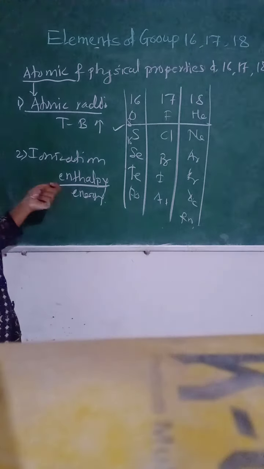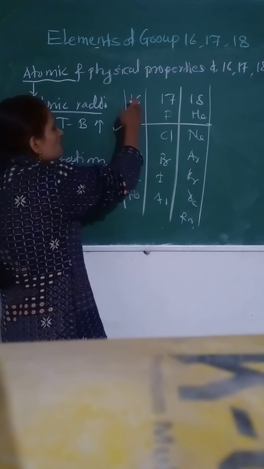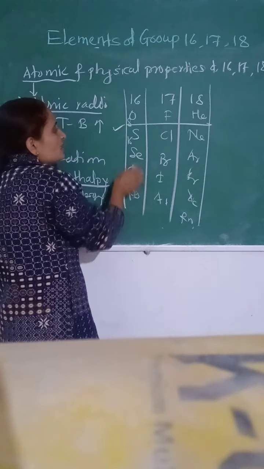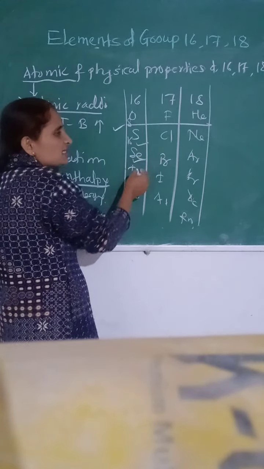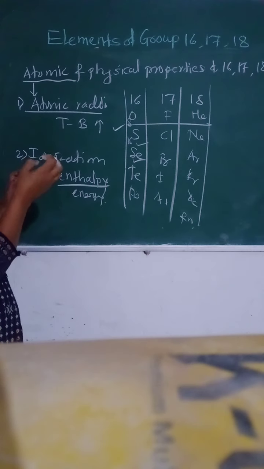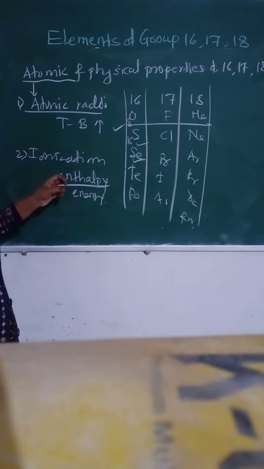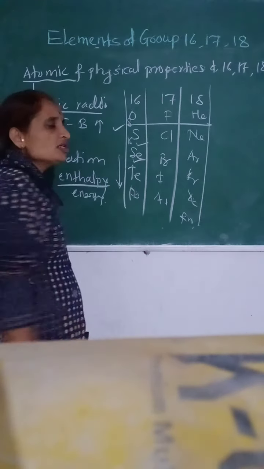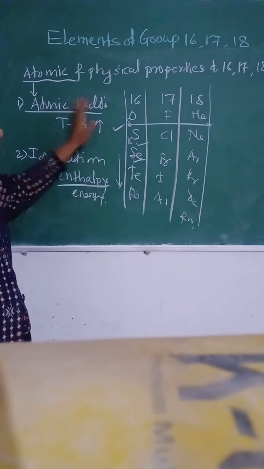It means the required energy, in group number 16, 17, 18, from top to bottom: the size increases, and as size increases the attraction between the valence shell and the nucleus decreases. That means you can remove that electron easily. So top to bottom it decreases. Ionization enthalpy decreases from top to bottom.